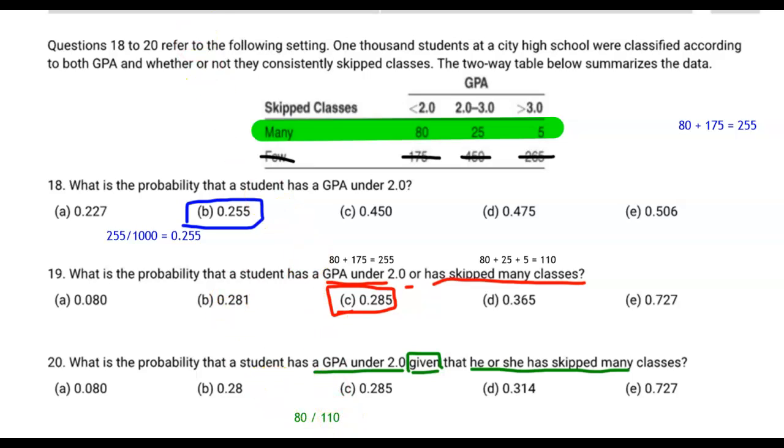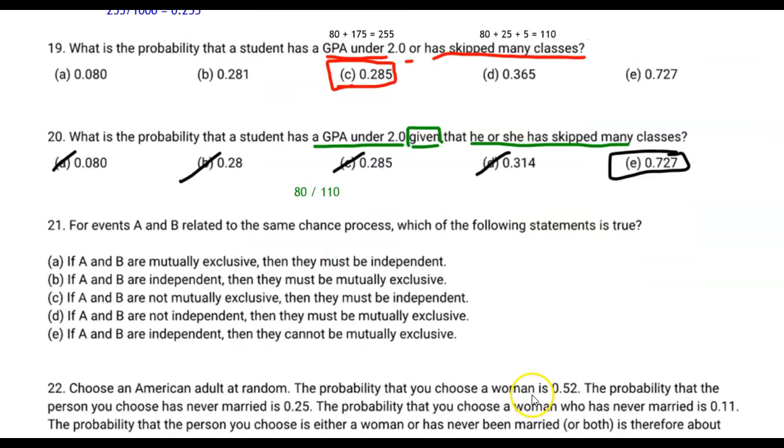Well, I guess we could do a little bit of game theory here. We know that 80 over 110 is bigger than half, so it's not going to be that, and it's not going to be that. It's either going to be 80, which is probably not the correct answer because that's way less than half, or 0.727. Verify that on the calculator. I'm telling you it's the right answer.